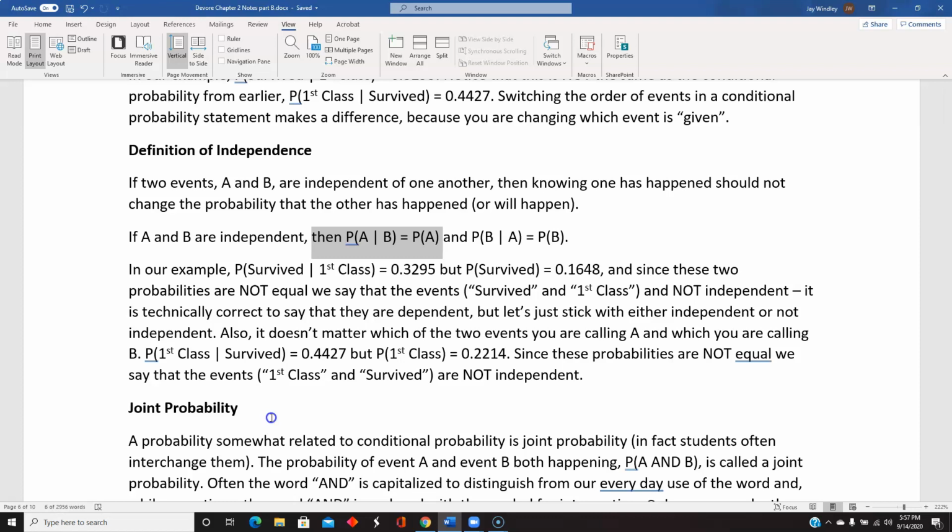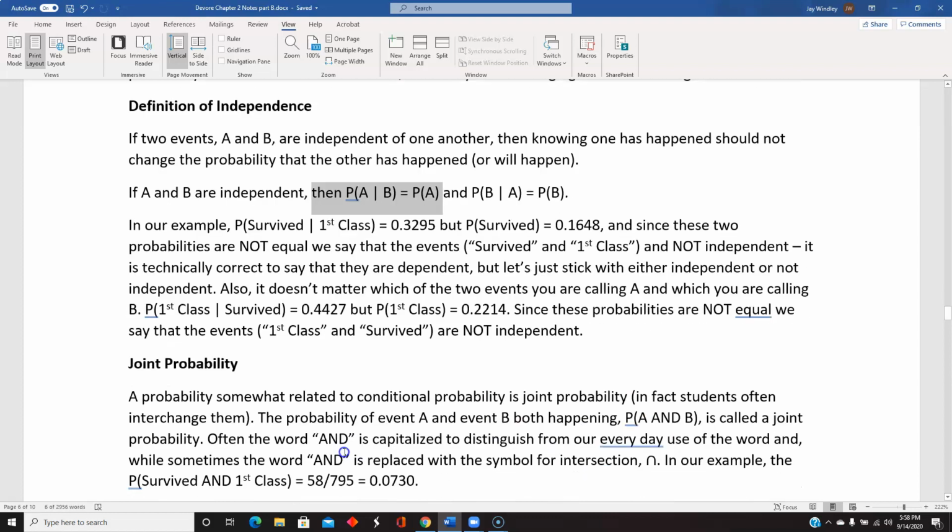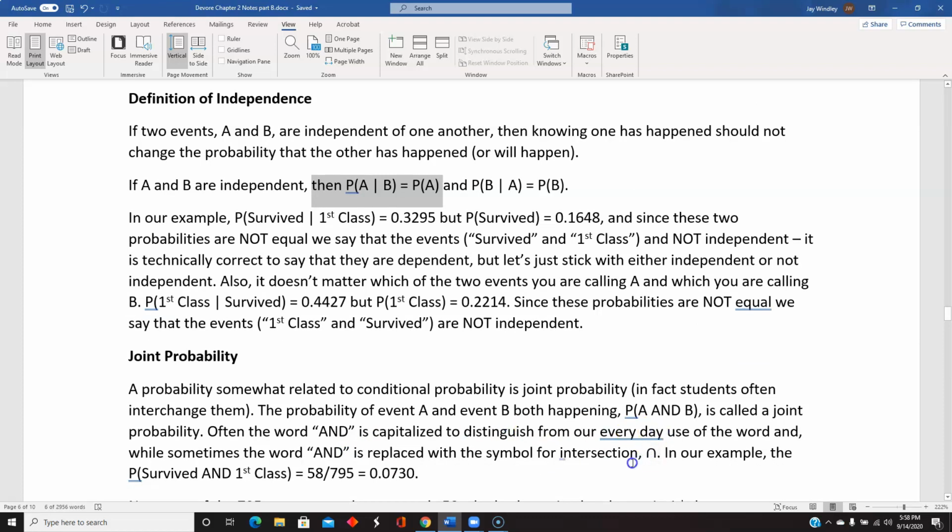Somewhat related to conditional probability is joint probability, and in fact students often get the two mixed up. The probability of event A and B both happening, which is written as probability of A and B, is referred to as a joint probability. A joint, as in a place where two events come together. Often the word AND is capitalized to distinguish it from the regular use of the word and. Sometimes, to avoid confusion, you'll see the intersection symbol used.